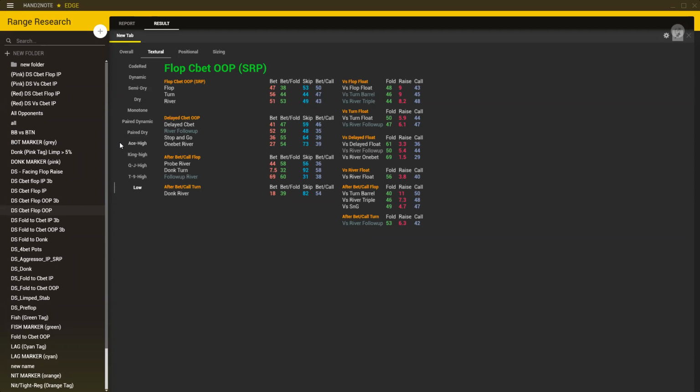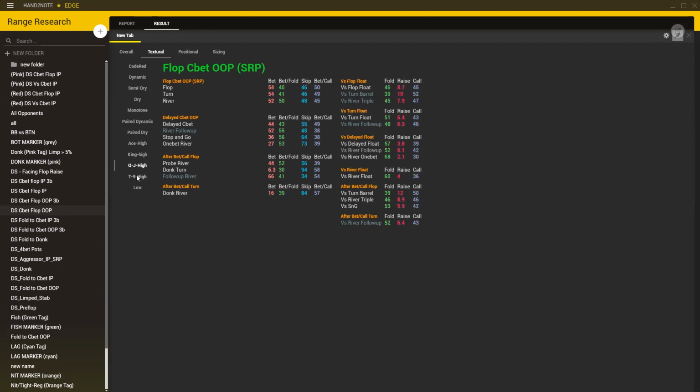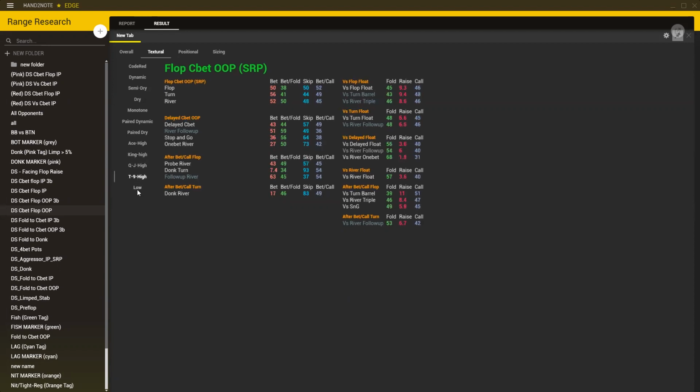But assuming our opponent does c-bet the flop, we actually now get the reverse of that on the turn. So going back to the turn situation now, ace high is actually the most folded against the turn float bet. So everything's moving in the other direction. King high is 56, queen jack high 51, 10-9 high 48, low jumps up again to 50. We often see that pattern, by the way. We see a descending pattern, and then once we get too low, we see a slight increase in fold equity again. So this is a very common pattern we see.